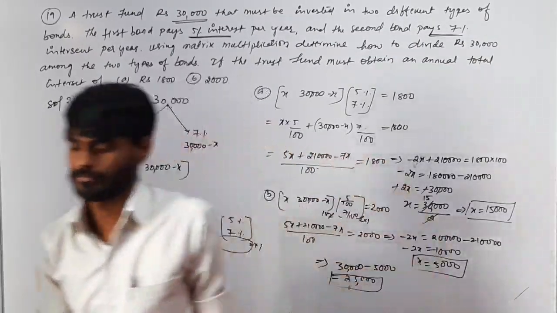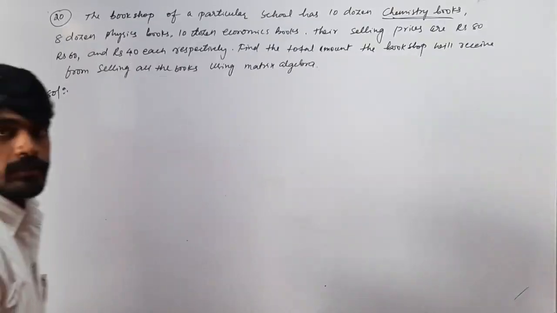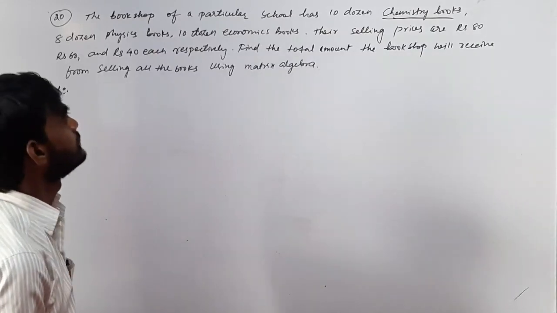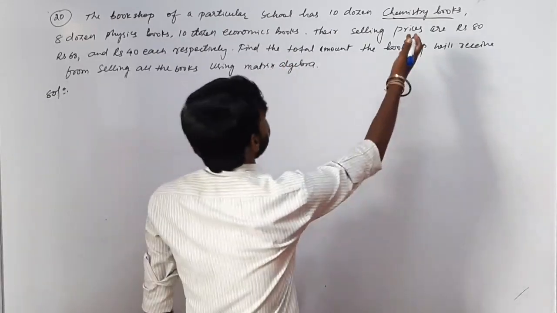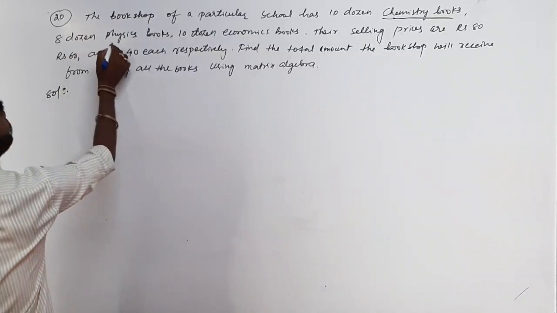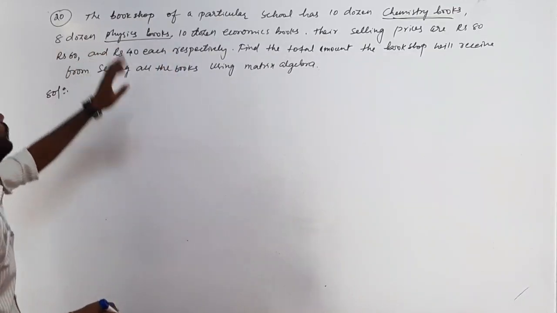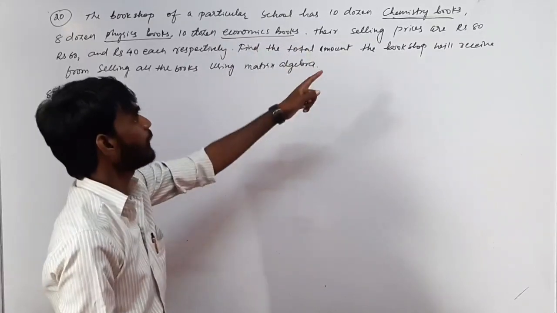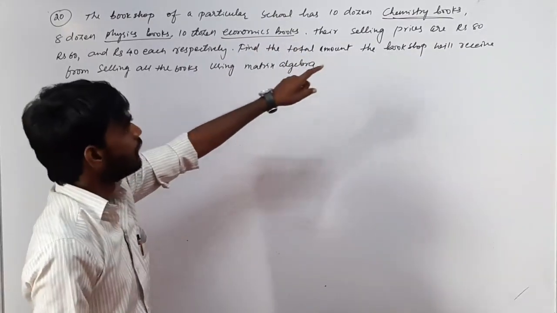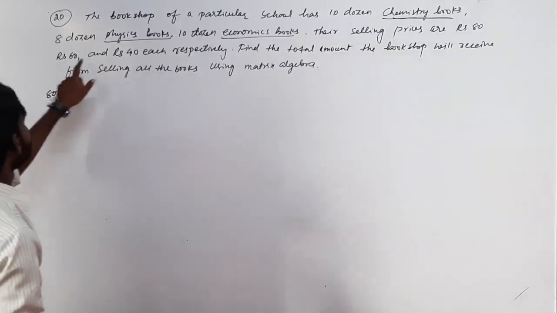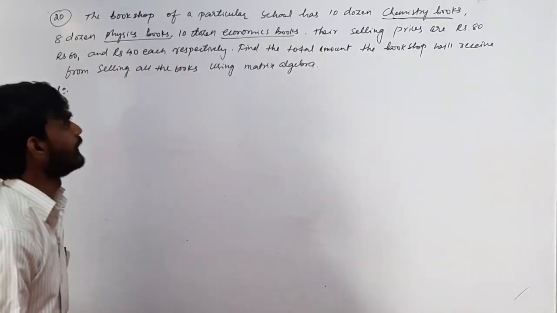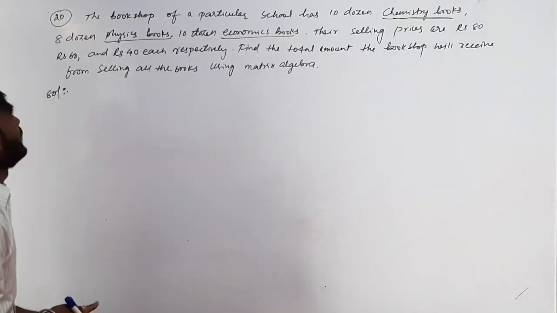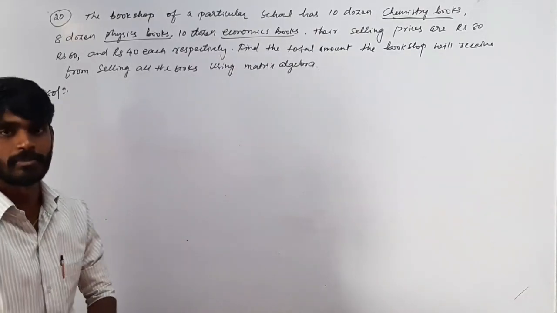Please follow it. Okay friends, the next question is 20. The bookshop of a particular school has 10 dozen chemistry books, 8 dozen physics books, and 10 dozen economics books. Their selling prices are 80, 60 and 40 each respectively. Find the total amount the bookshop will receive from selling all the books using matrix algebra.